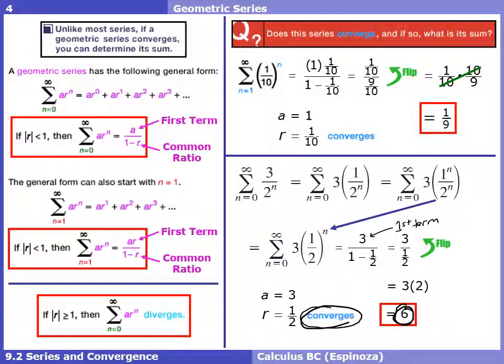In other series that we're going to study later on in this chapter, we might not be able to know what it converges to. We'll just be able to say whether it converges or diverges.